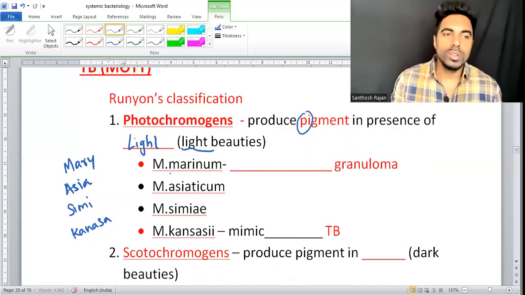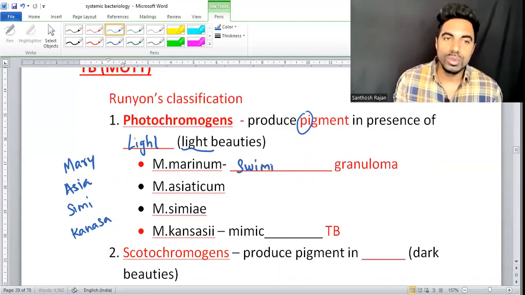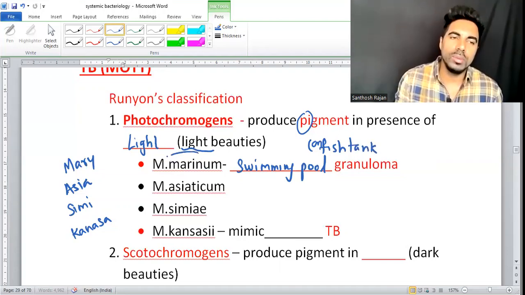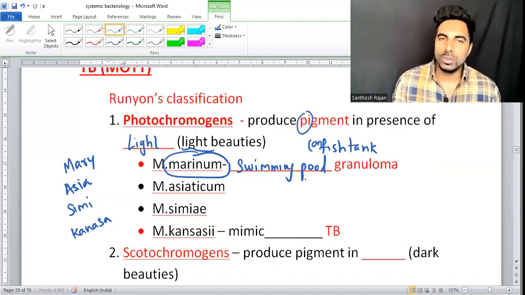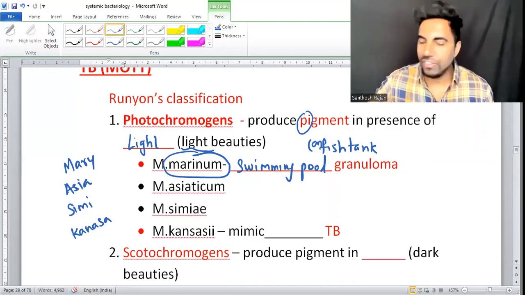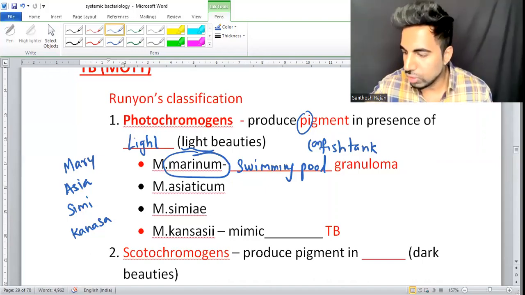So what about Mycobacterium marinum? You know this. What does it cause? It causes swimming pool granuloma, or fish tank granuloma. Mary is marinum; one way you can remember is that marinum is related to water only. Mary likes the swimming pool and Mary likes the fish tank. Those are the two important things you have to remember.